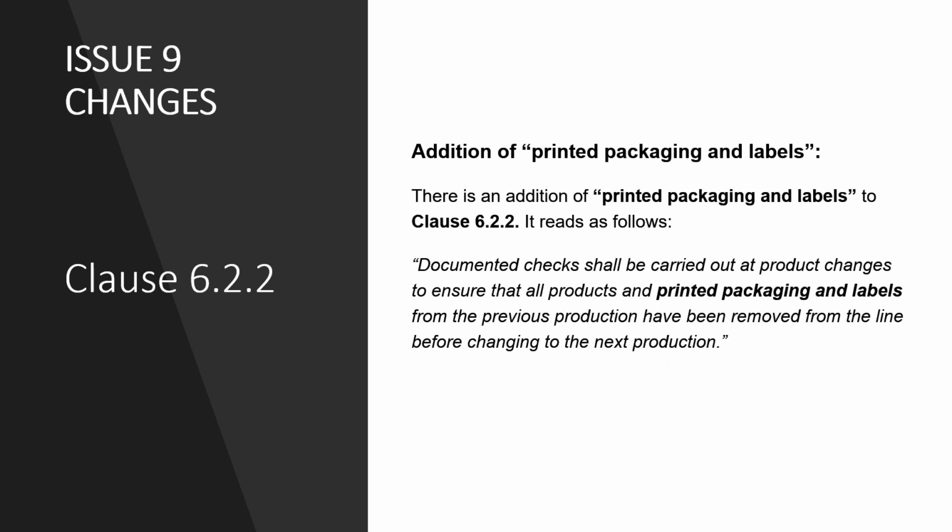Clause 6.2.2, there is an addition of printed packaging and labels in the following requirement. Documented checks shall be carried out at product changes to ensure that all products and printed packaging and labels from the previous production have been removed from the line before changing to the next production.